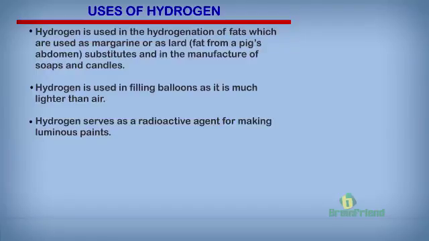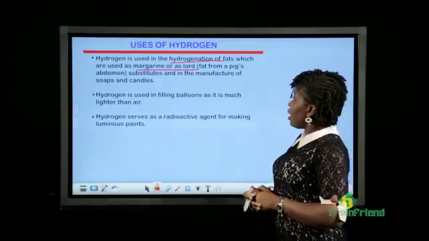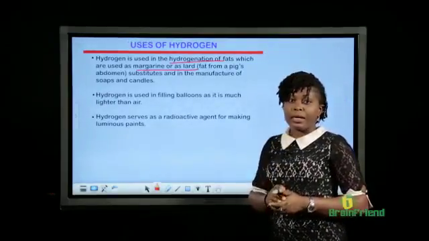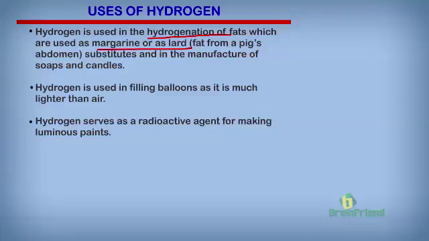Hydrogen is used in the hydrogenation of fats, which are used as margarine or as lard substitutes, and in the manufacture of soaps and candles. Lard here is actually fat from a pig's abdomen. Hydrogen is used in filling balloons as it is much lighter than air. Hydrogen serves as a radioactive agent for making luminous paints. So it means that hydrogen can be used in making of paints.